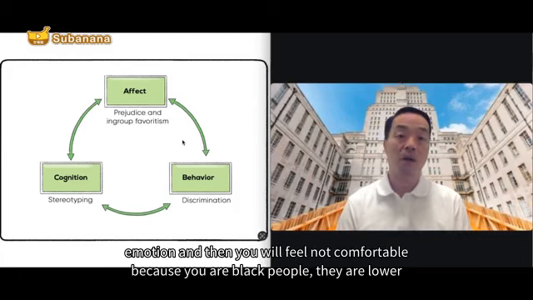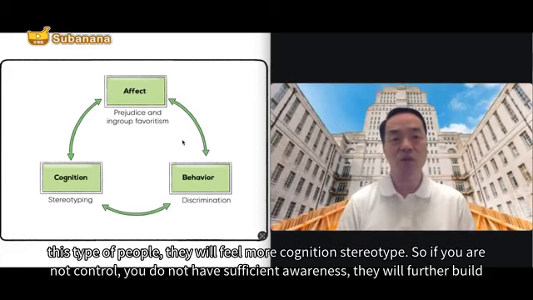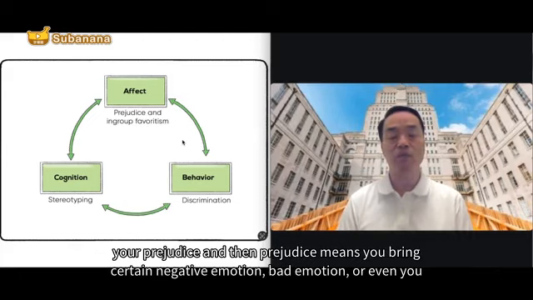Then you feel not comfortable because you know black people, they are low class people, so you have to be very careful. They are more violent. So that's why, for cognition, stereotypes. If you do not control, if you do not have sufficient awareness, they will further build your prejudice, and prejudice means you bring certain negative emotion, bad emotion, or even you feel disgust.